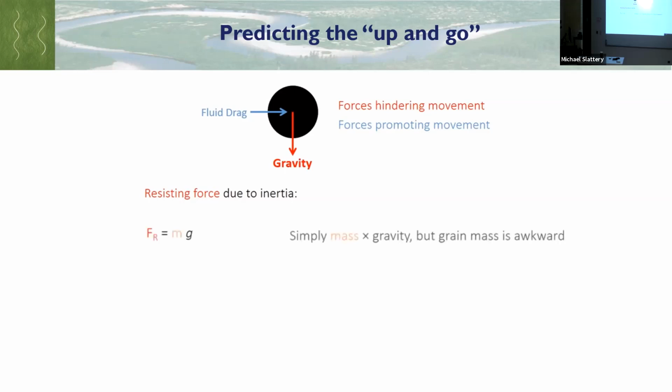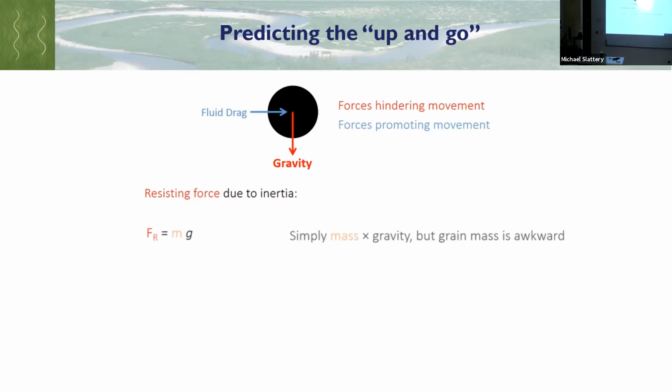Okay, so the force of resistance, right? The resisting forces, the forces that want to keep that particle there, is simply the mass of the particle times the acceleration due to gravity, right? The weight of the particle. What is the mass of the particle and the acceleration due to gravity? Now, fortunately, this is a constant, the acceleration due to gravity. So it comes down to what is the mass of the particle.